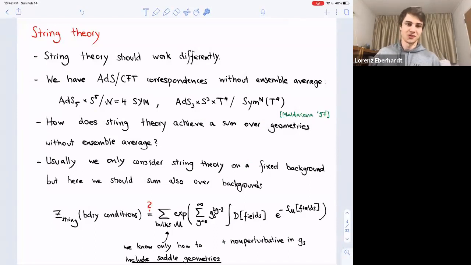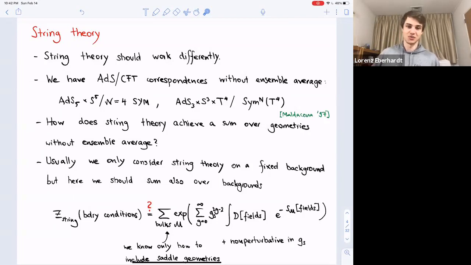We know, of course, that there are AdS/CFT correspondences that don't involve ensemble averages. Within string theory, the most famous ones are AdS5 times S5 and AdS3 times S3 times T4 or K3. And there's a duality that these are dual to super Yang-Mills or this symmetric product orbifold, or rather a deformation of that. There's, of course, also the M-theory example, but that's even more mysterious, so I will not talk about those. Okay, so now the basic question is, how does string theory achieve a sum over geometries that somehow doesn't involve an ensemble average in the end?